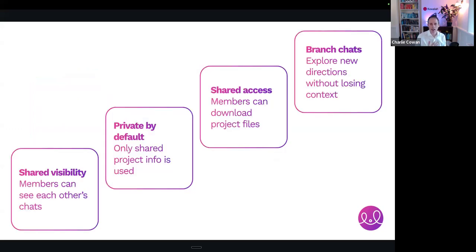So a couple of lessons learned that we've found as we've been going through using this. Just as a reminder, shared visibility. This is the first time that someone else can see your chats in ChatGPT. Now, why would that be potentially a concern? Well, one of the things I love using ChatGPT for is asking the stupid questions that I might be too embarrassed to ask someone else about.